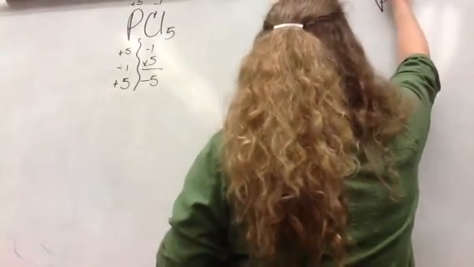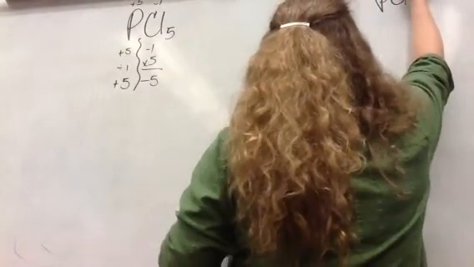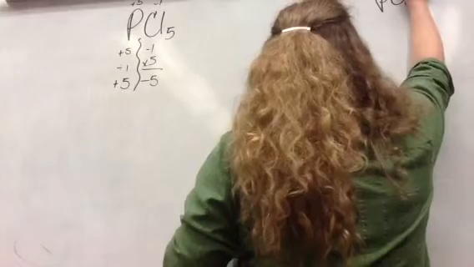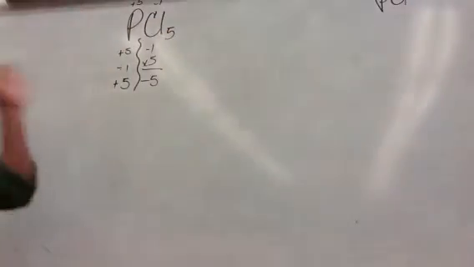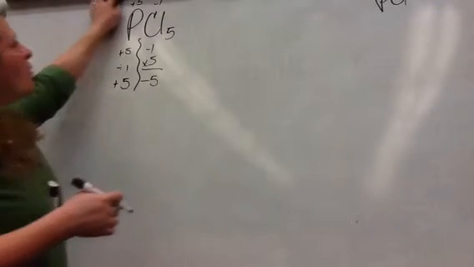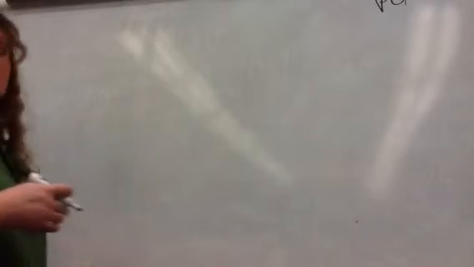Okay? Actually, let's set this aside for the moment. So we've got P +5, Cl -1. We'll come back to that. We're going to use that later. Okay, let's do one more of the simple ones, and then we'll step it up a notch.